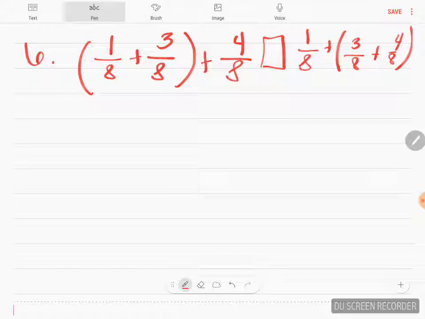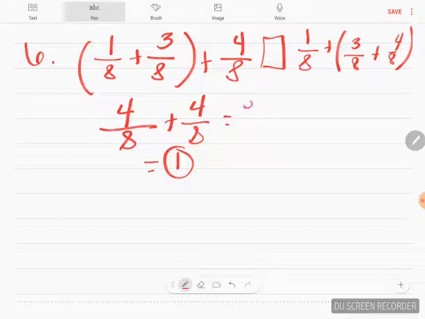When we have parentheses first, that means we must do that problem first. Inside the parentheses, we have 1/8 plus 3/8. 1 plus 3 is 4, and our common denominator is 8. I can do that because the denominators are the same, so I can add those two fractions together. Once we leave the parentheses, we have plus 4/8. That is actually 1/2 plus 1/2, which equals 1 whole, because we have 8/8.